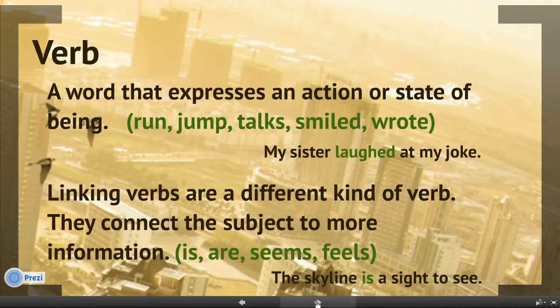Now there's also linking verbs. These are a different kind of verb. They connect the subject to more information. Those are tricky to recognize, but some of them are is, are, seems, feels. So in our example, the skyline is a sight to see. What about the skyline? What information are we given? That it is a sight to see. That word is connects the subject, skyline, to more information about it. So is also a verb.